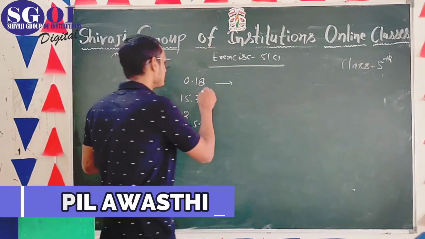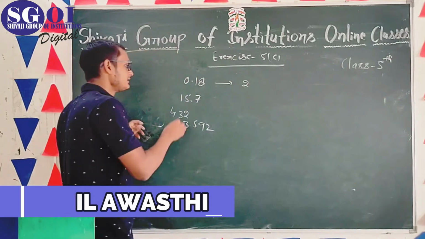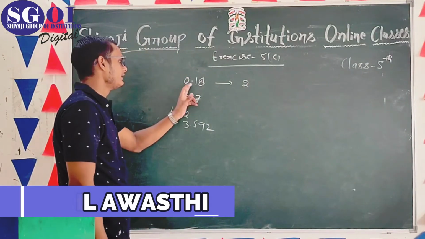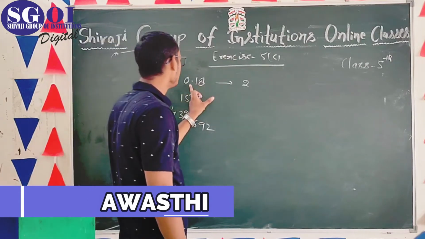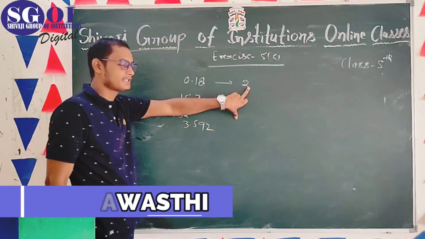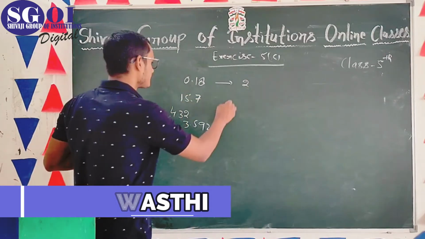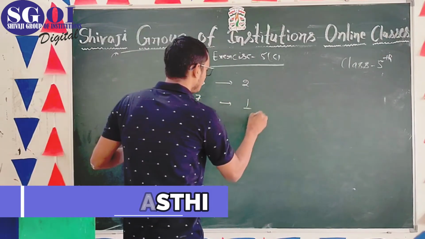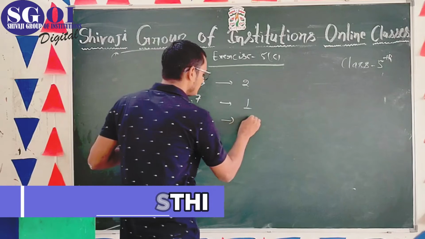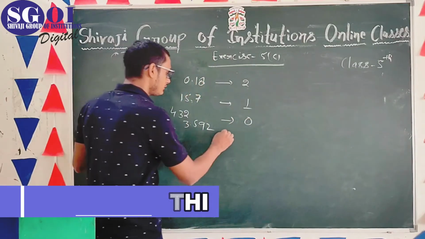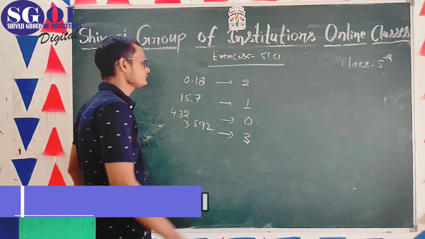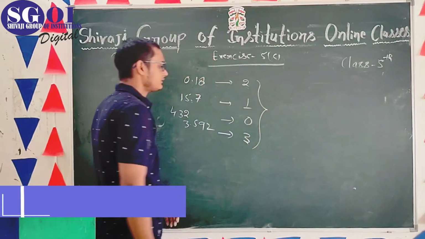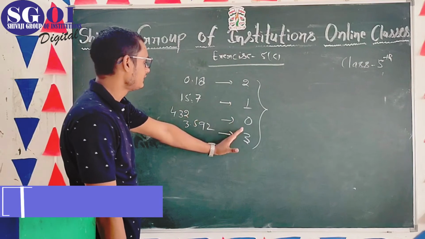The number of decimal places means after the decimal, how many digits are there? There are 2 digits after the decimal, so the number of decimal places is 2 here. Then number of decimal places 1, number of decimal places 0, number of decimal places 3. So all the numbers of decimal places are different.